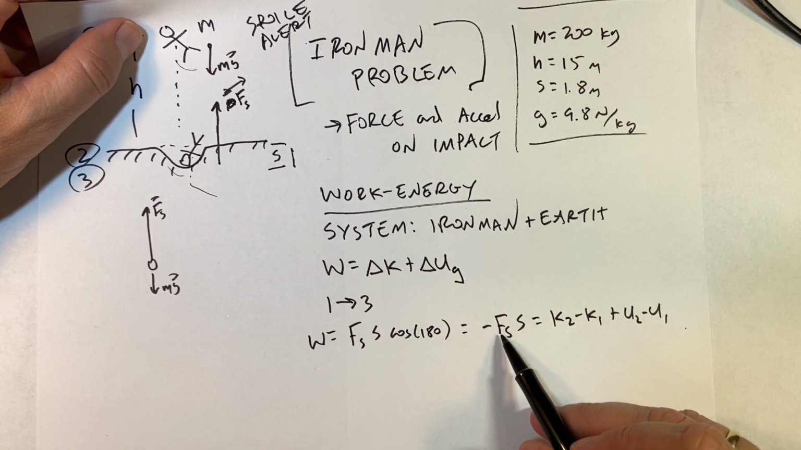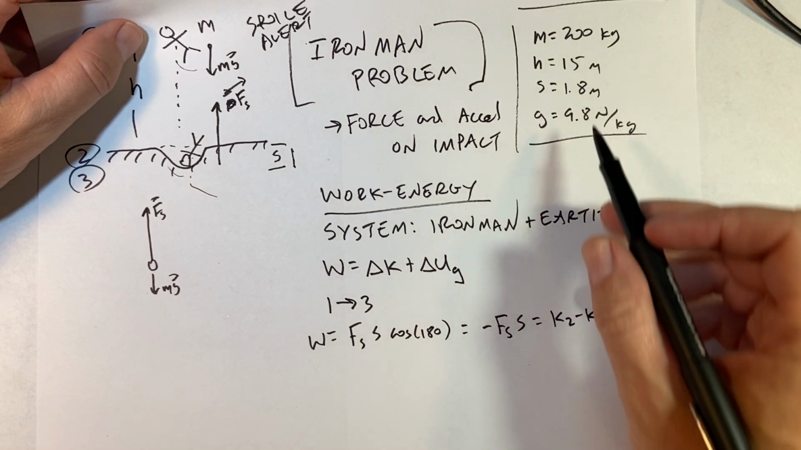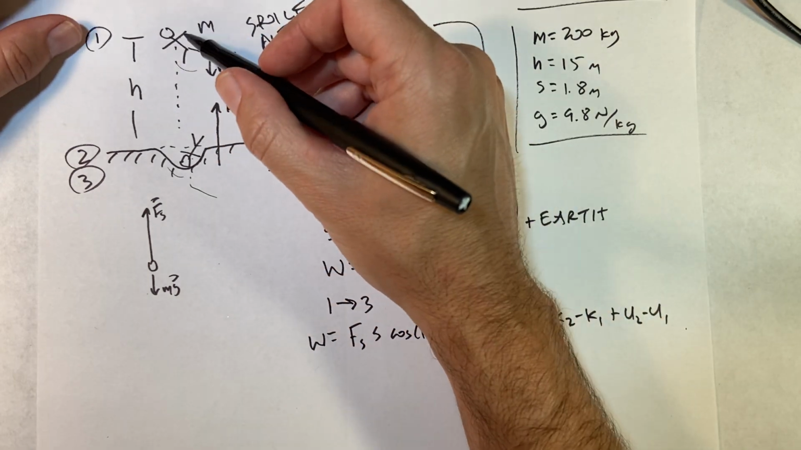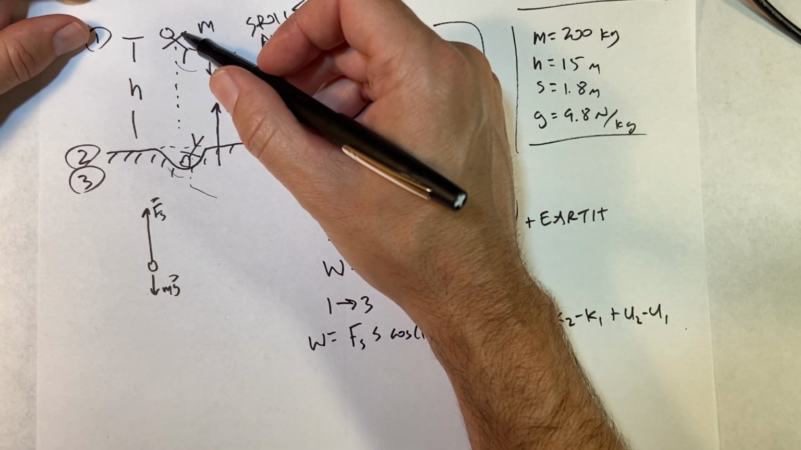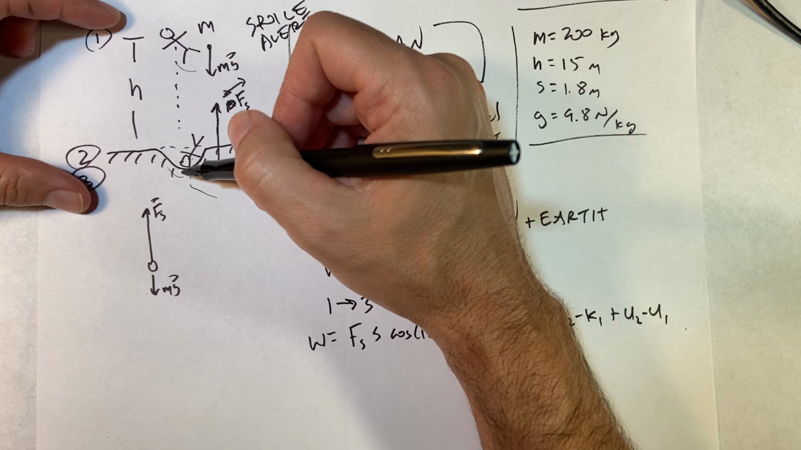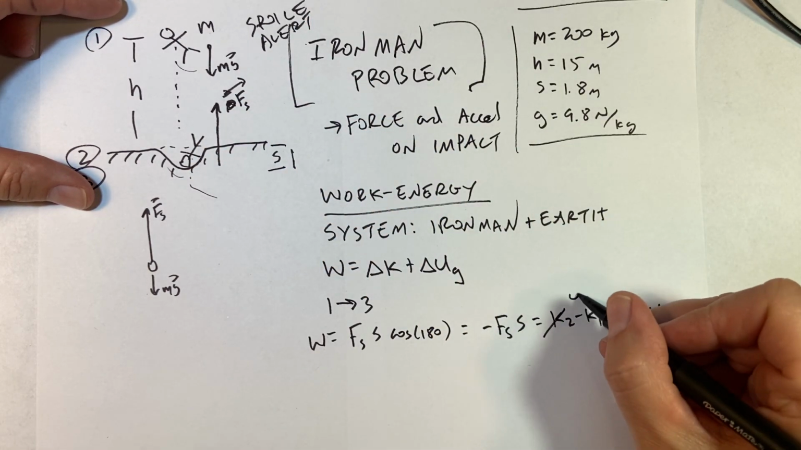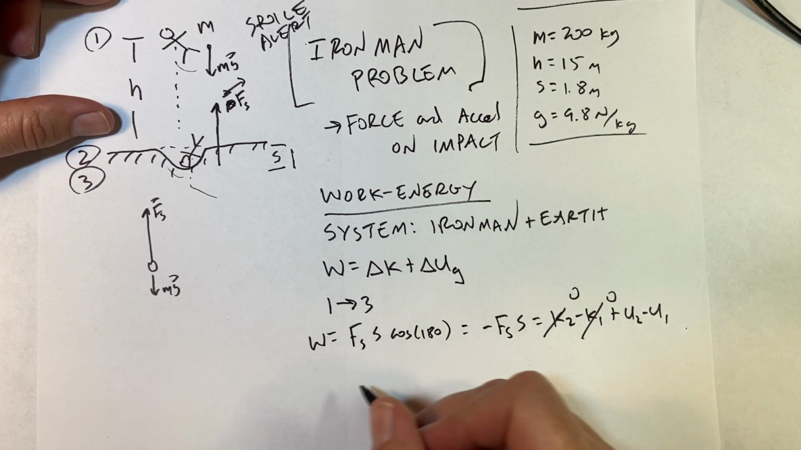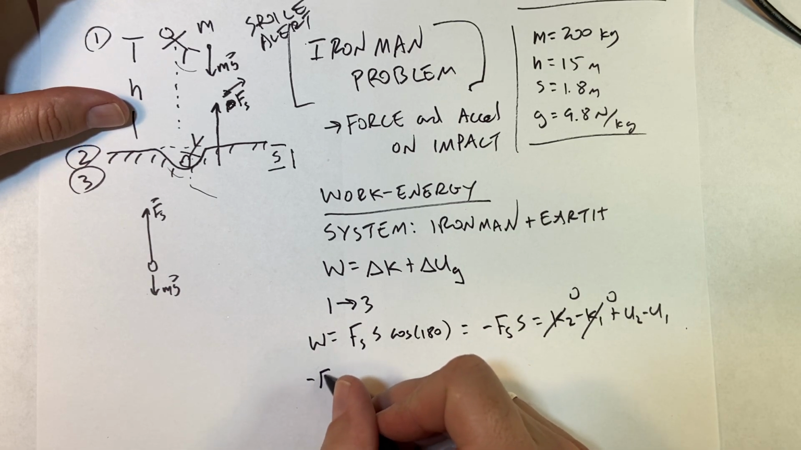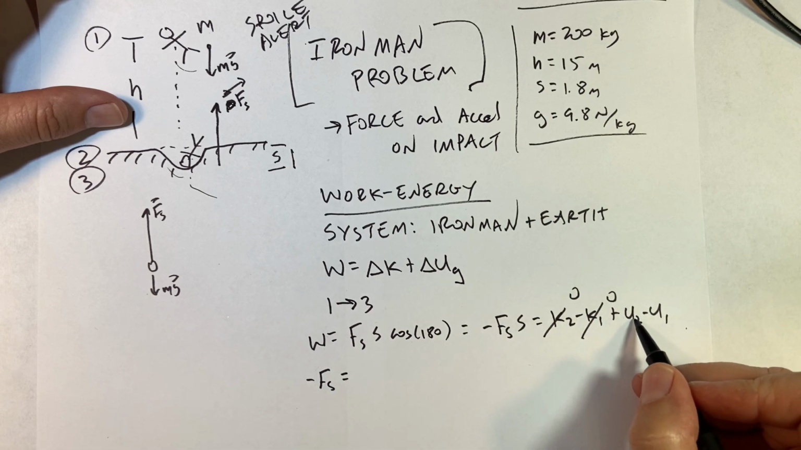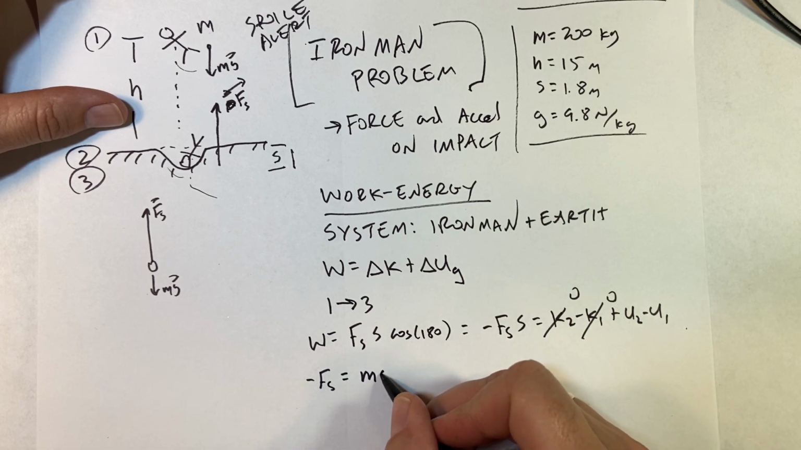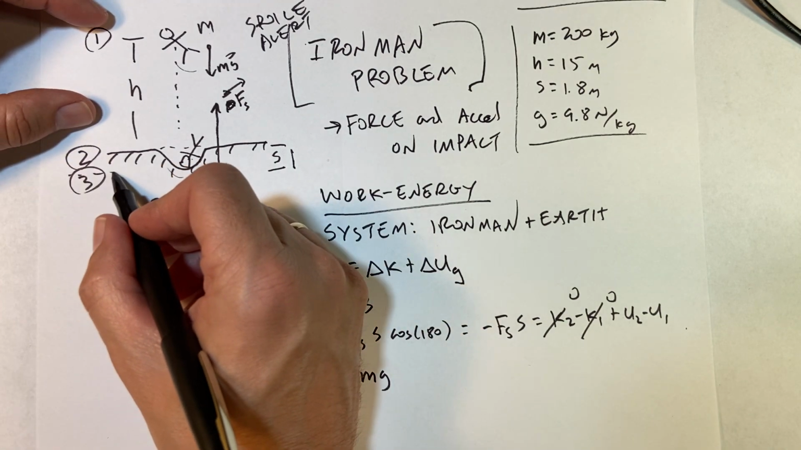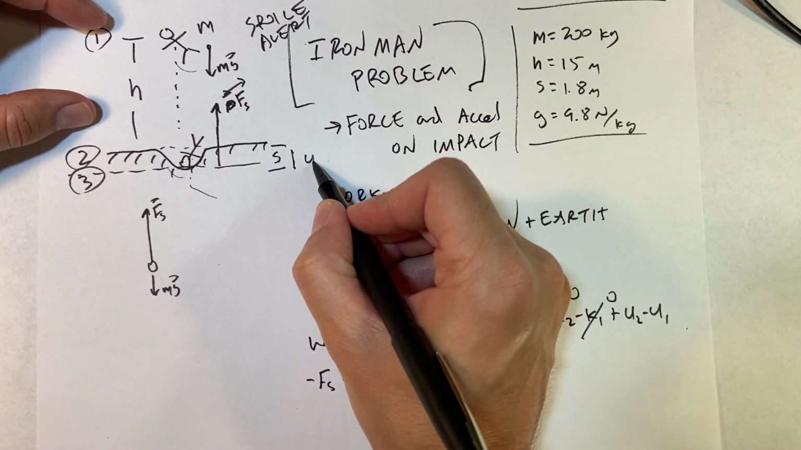Okay, so I'm trying to find that force. I know a value for S. What about the kinetic energies? Well, here's the trick. What's his kinetic energy when he starts from rest up here? 0. What's his kinetic energy at point 3? 0. Okay, so now I just need this change in potential. So let's write this as negative Fs equals mgy2. Let's just call this down here y equals 0.